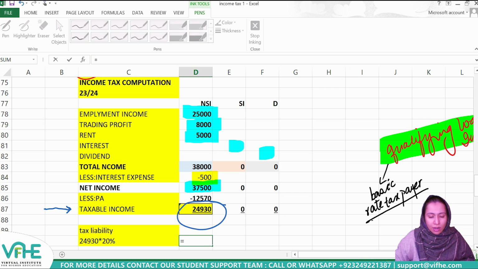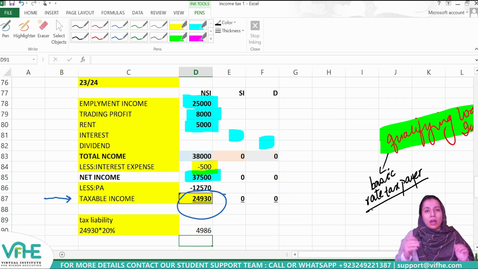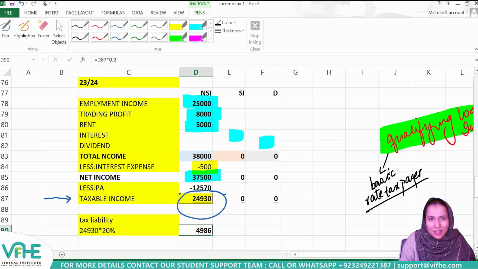So in this regard, 24,930 is going to be multiplied with 20%, and there you go. Our tax liability, our answer, is £4,986. So that's how the tax calculation is done, right? I hope you find it very easy. Now let's move towards a little bit tricky question.